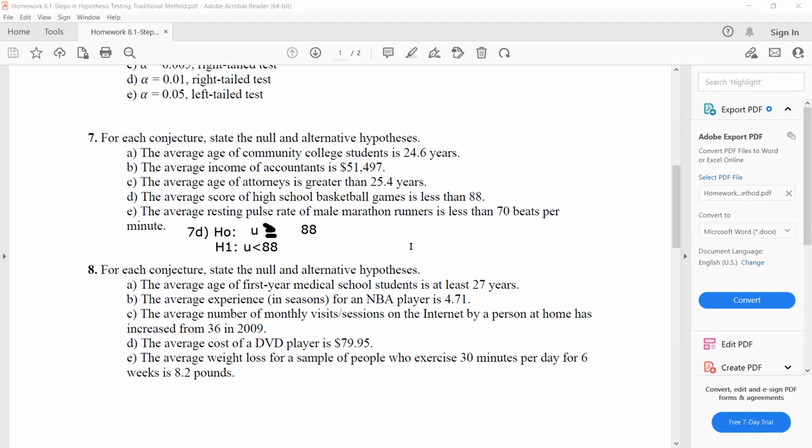Alternative. Correct. So the average resting pulse rate of male marathon runners is less than 70. So H0 and HA, or H1, sorry, is going to be mu is less than 70. And H0 is going to be mu is greater than or equal to 70.